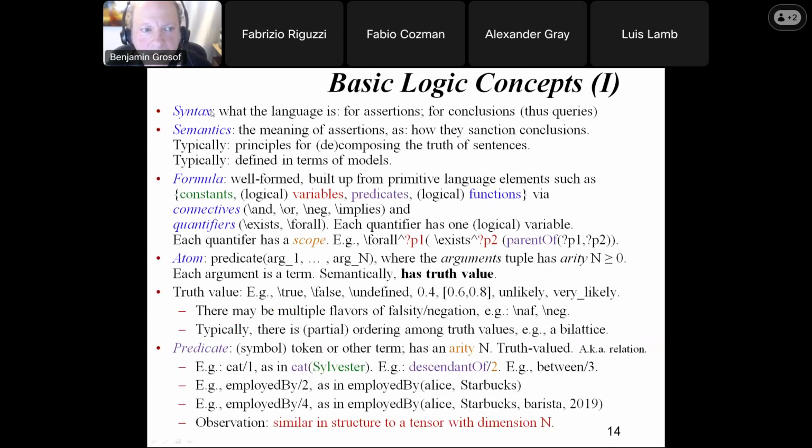Okay, so I'm going to do a whirlwind tour next of some basic logic concepts. Syntax is what is the language for both assertions and for conclusions, and thus for queries as well.